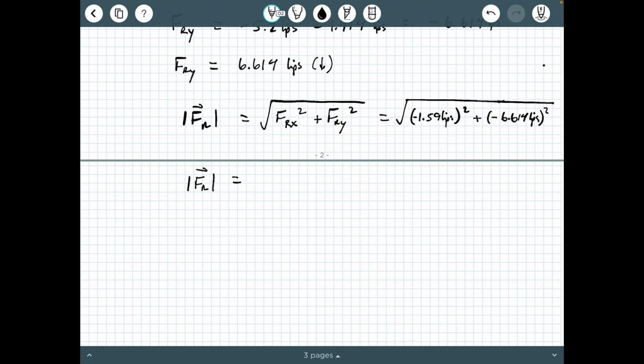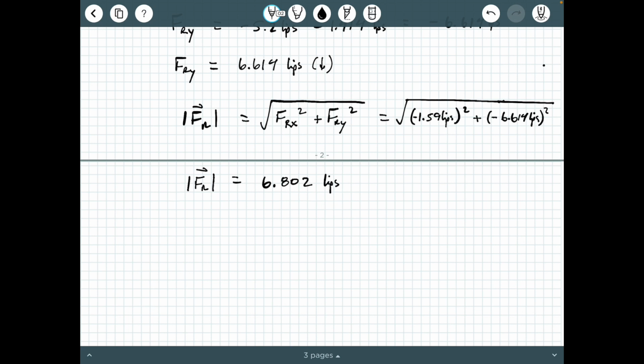It becomes a net positive because you're squaring the negative as well. So once I perform this operation, you always end up getting a positive value for the magnitude. So it's positive 6.8, and if you want to take it out a few more decimals, 6.802 kips.